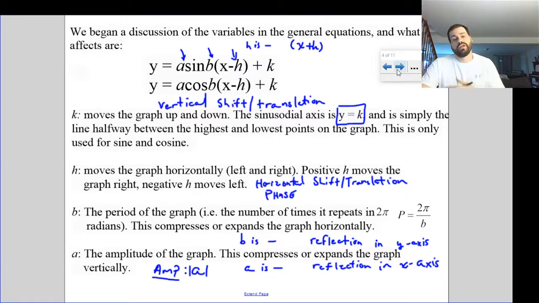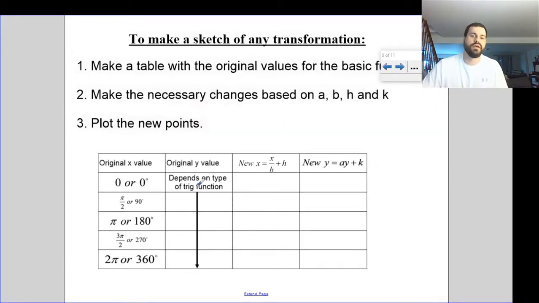So you might be saying, okay, that's a lot of information. What does that mean? Well, it means that we can actually take all of our A, B, H, and K and figure out what that is going to do to my graph. And then I can actually figure out my new points, in other words, my new points that describe where the graph has gone.